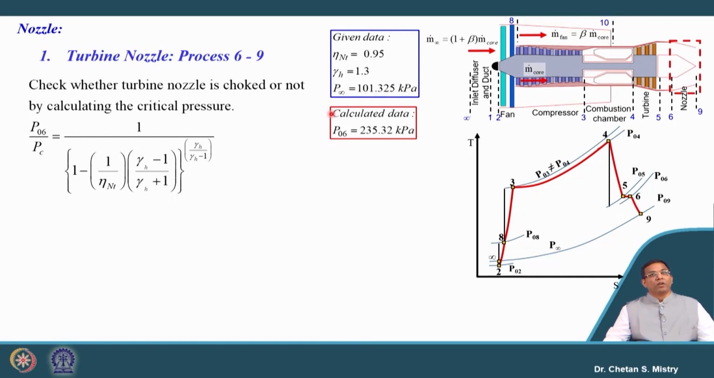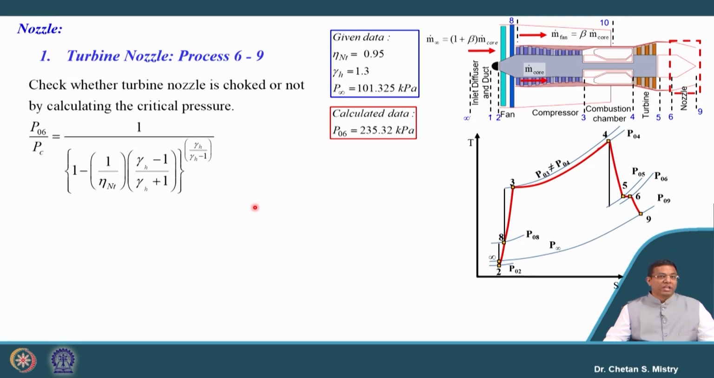Okay. Now, in terms of nozzle, for a bypass ratio engine, let it be a low bypass ratio engine or a high bypass ratio engine, we will have two nozzles present. The first nozzle we say is the turbine nozzle, and the second nozzle is my fan nozzle. So, let us calculate first for the turbine nozzle.